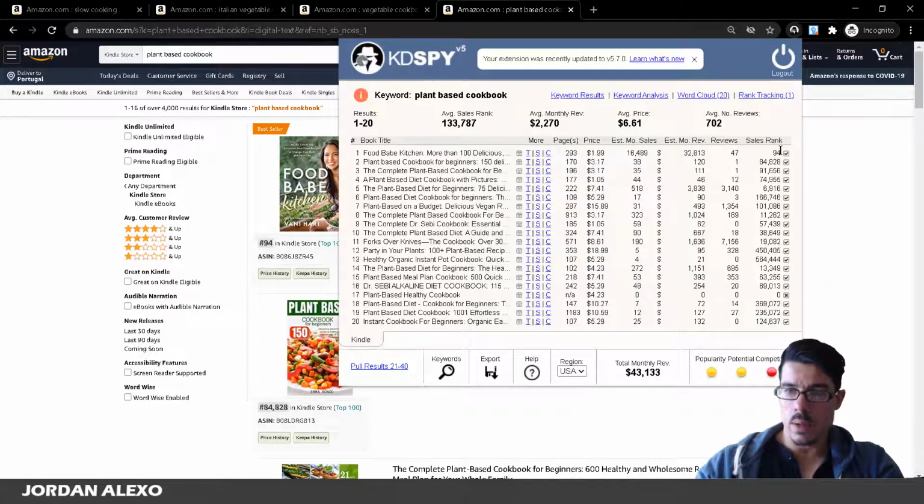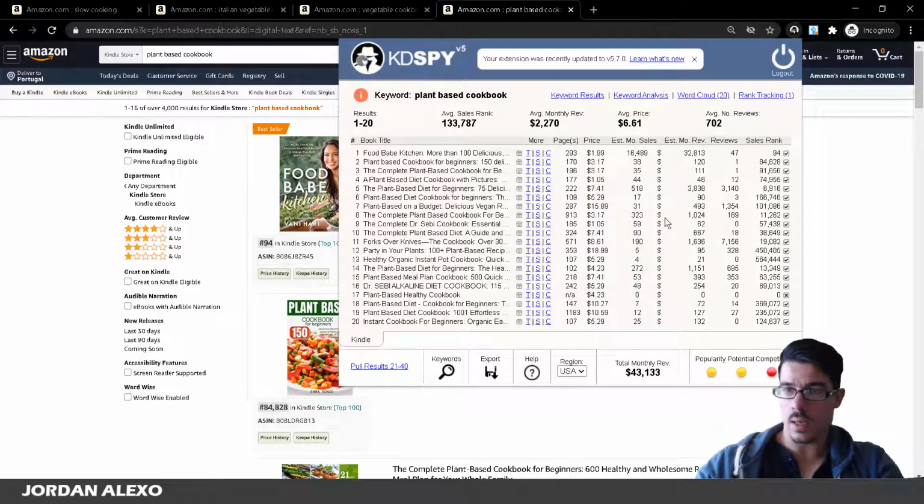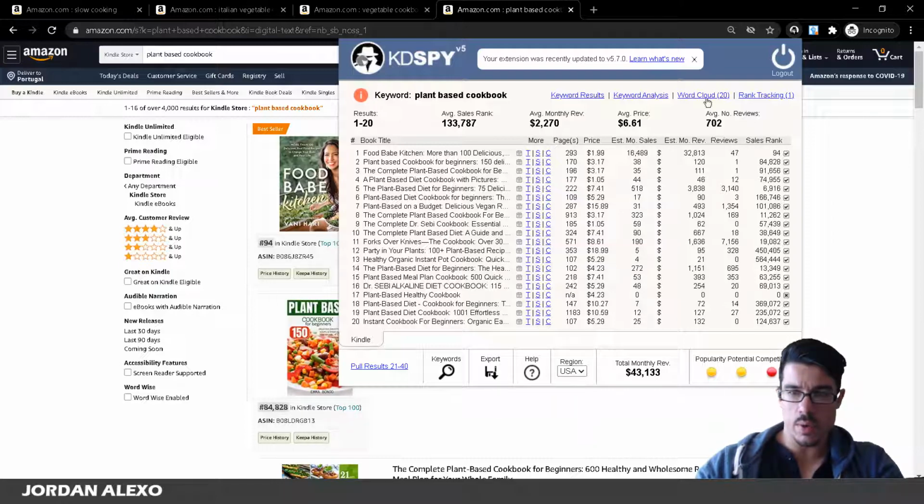Let's see the amount of books that are below 30,000. This first one is selling like hotcakes. I would like to have this book. 1, 2, 3, 4, 5. Okay, so we have a couple of books below 30,000. They are performing really well. So there's a good potential of publishing a book over here and doing quite well.